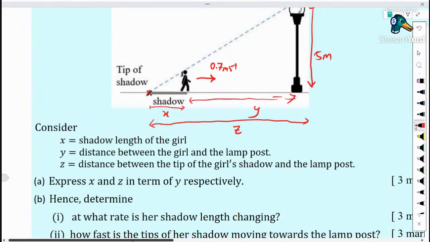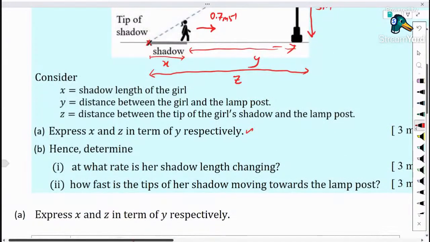They ask us to express x and z in terms of y. Then we want to determine the rate at which the shadow length is changing. The shadow length is referred to as x, so the rate of change of shadow length is dx/dt. Find out what dx/dt is. Then, how fast is the tip of her shadow moving towards the lamppost? If the tip is moving towards the lamppost, we are comparing the tip and the lamppost, which means we are considering the rate of change of z.